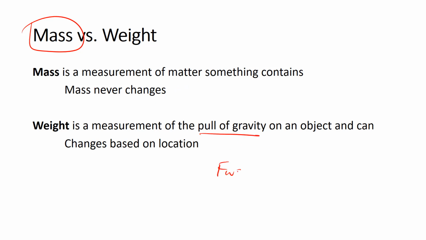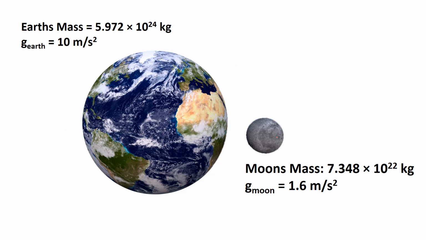Weight is going to be a measurement of the pull of gravity. In our equation, it's going to be a product of not your mass, because mass stays the same, but the gravity that you are feeling depending on where you're at, the acceleration, the pull of that acceleration, and the result of that pull.